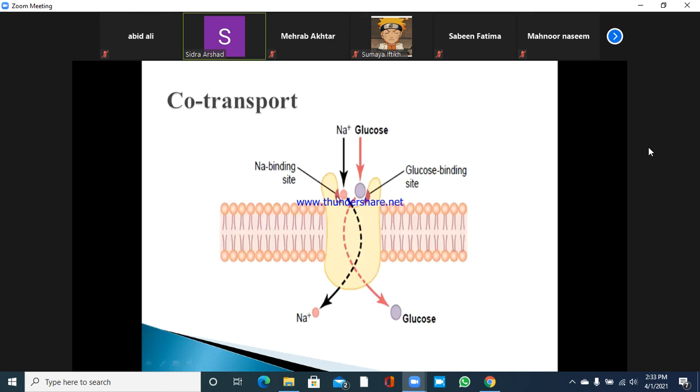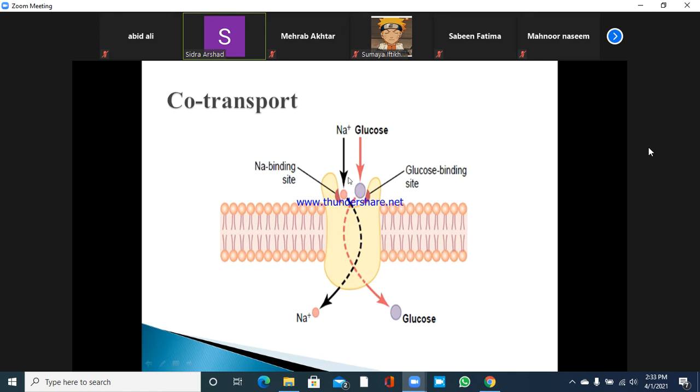So the glucose attaches on one side, sodium attaches on one side, glucose attaches on the other binding site, and then there is a conformational change, and both these molecules move inside the cell. Now the point is that the sodium is moving along the concentration gradient, and it is also dragging the glucose along with it. So both the molecules being transported move in the same direction, right? So that's why we call it co-transport.